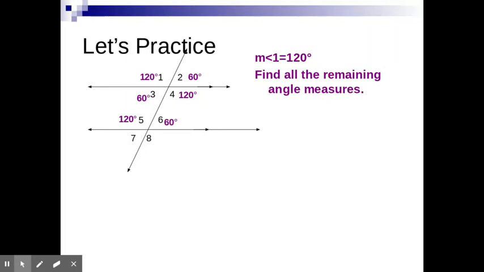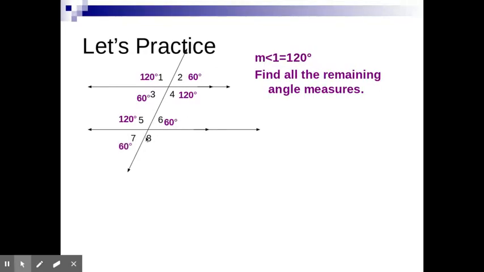6 has to be 60, and you could do it for the same exact reasons. 5 and 6 are supplementary. 6 and 120 are same side interior. 3 and 6 are alternate interior. Or you could say 2 and 6 because they're corresponding. So lots of different ways to get those.